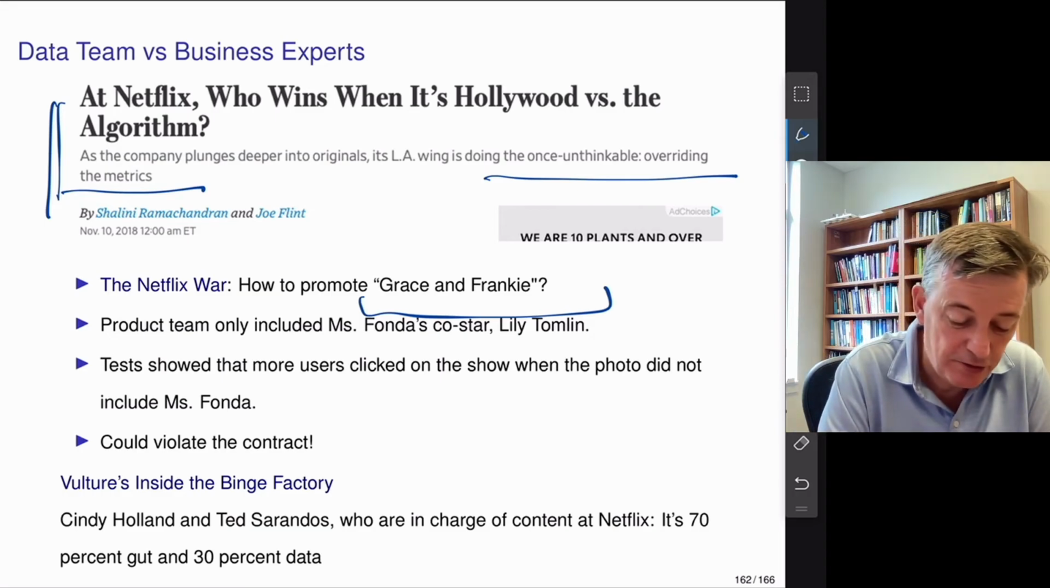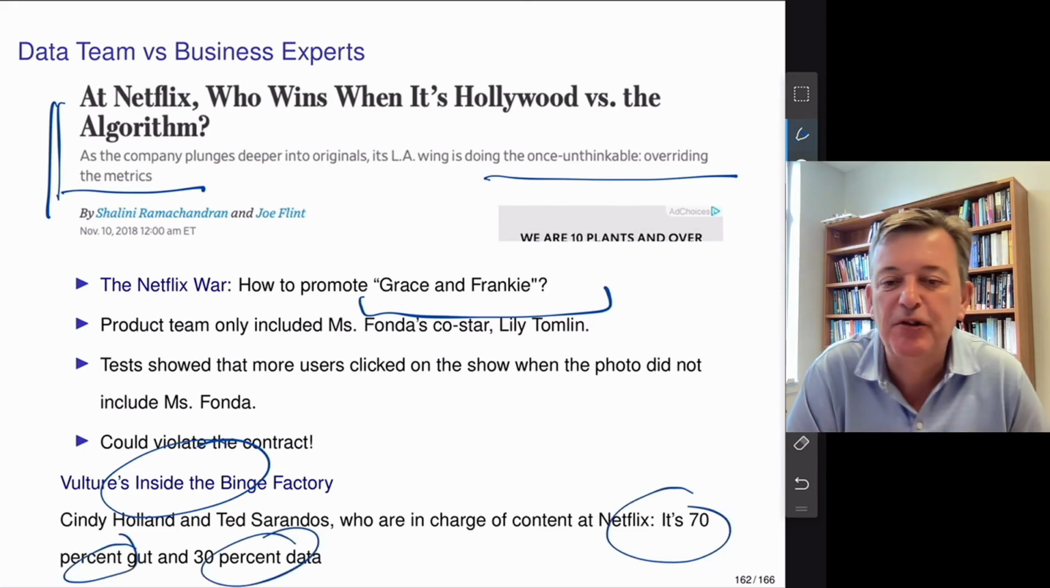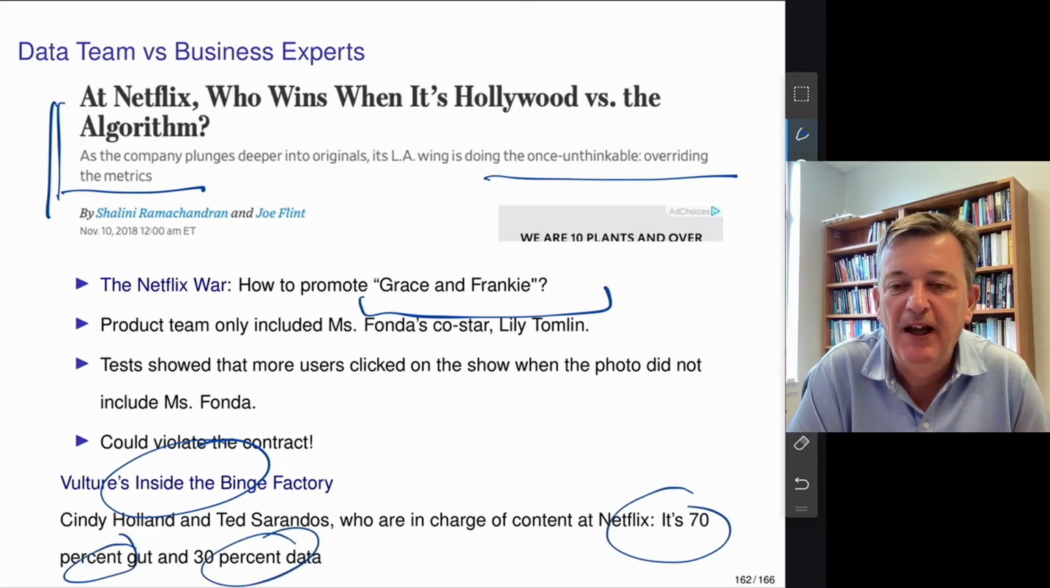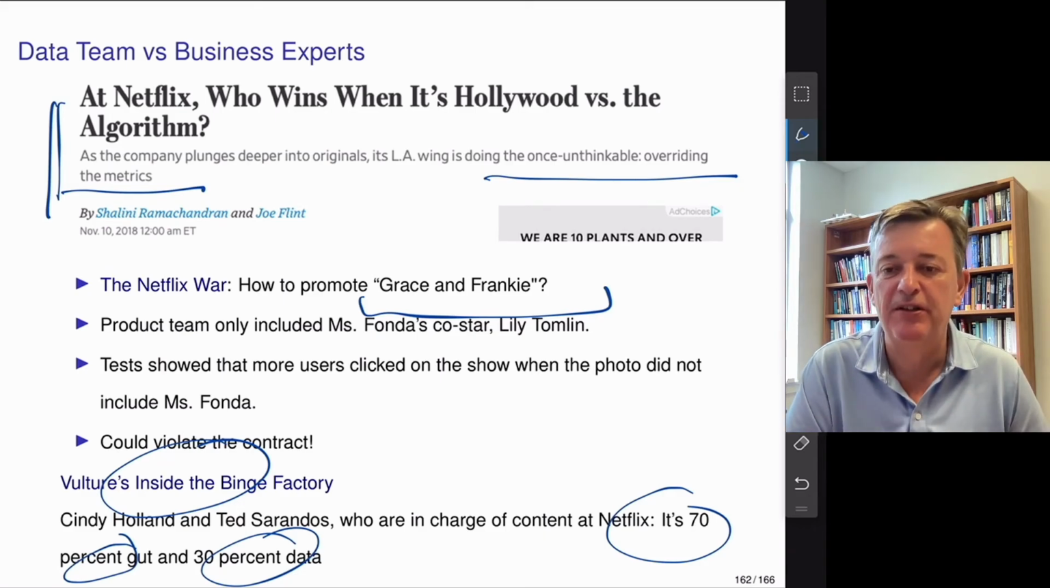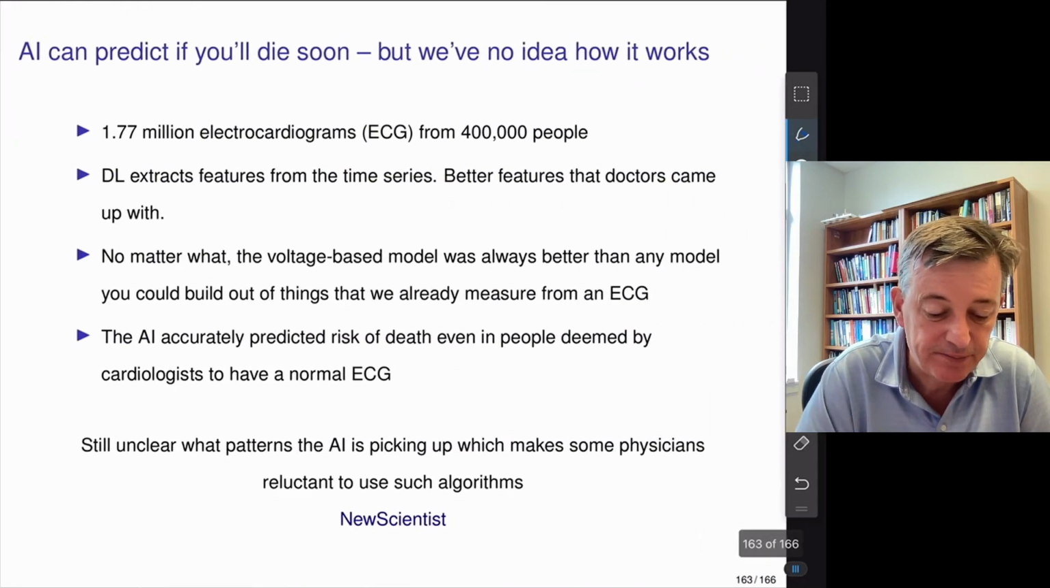And I think that the two people, if you read this one here, the two people that run Netflix have come up with this sort of 70-30 rule. So for them, it's 70% gut and 30% data. So if Netflix is not getting 100% taken over by AI, then there's still hope for the rest of us.